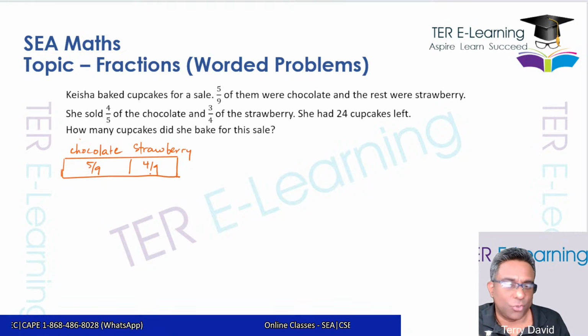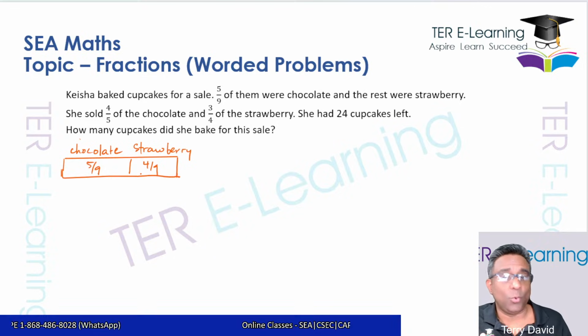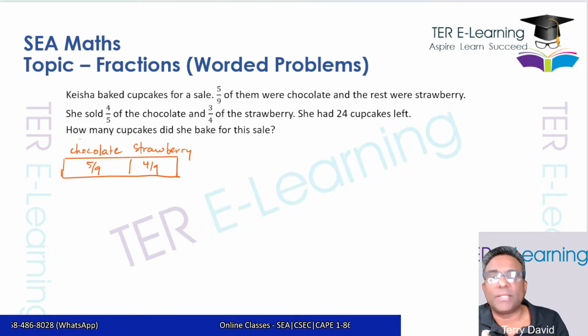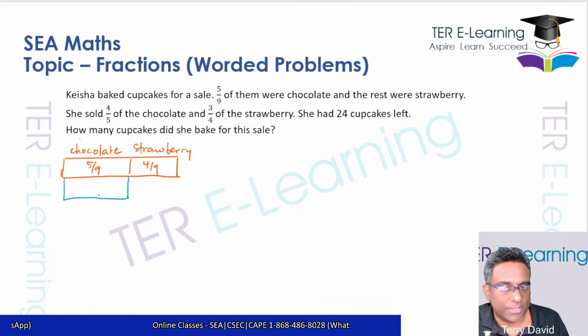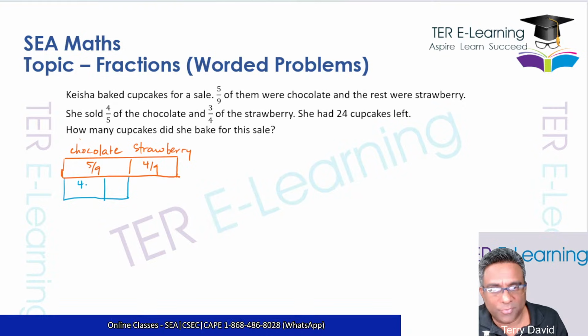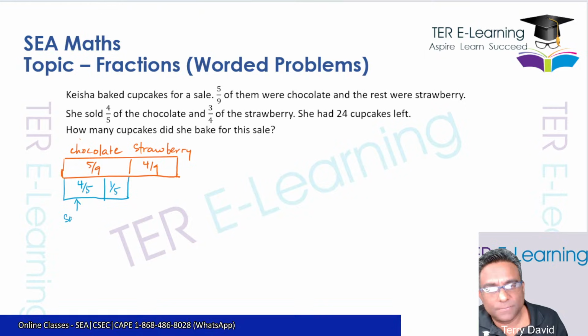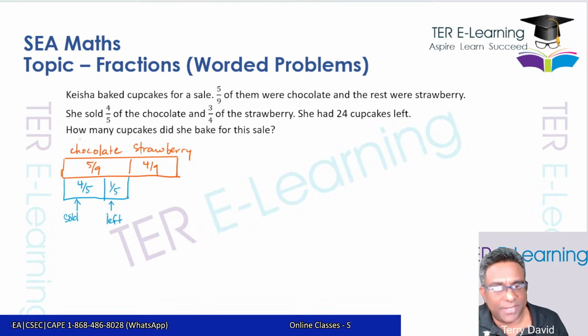All right, so this is what we have here. Now, she sold 4/5 of the chocolate. So I'm going to draw a box here. This box represents the chocolate, and she sold only 4/5 of that. So this here will be 4/5. And if that's 4/5, it means she kept back, or did not sell, 1/5. So this represents sold, and this represents what's left. That's the fraction that is left for the chocolate.